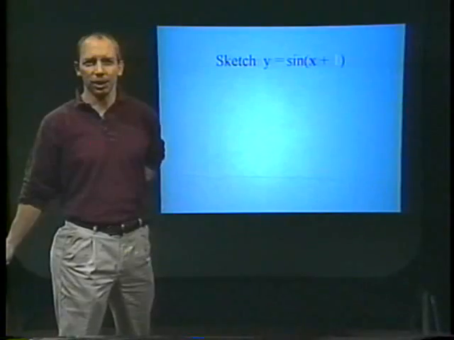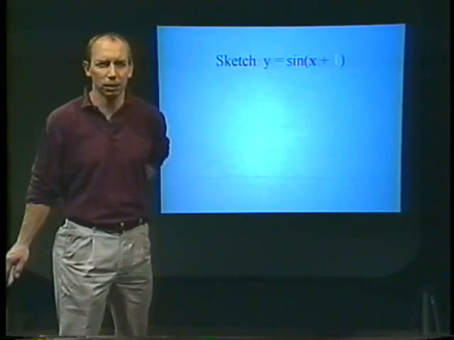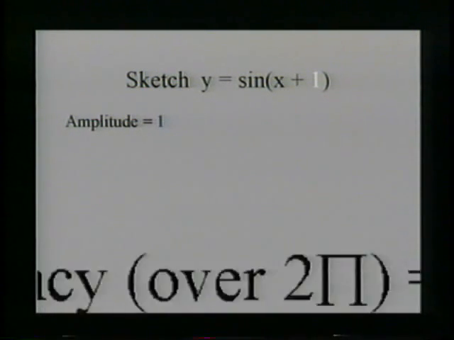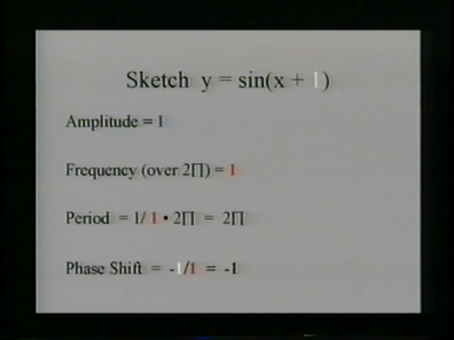Okay? Let's sketch one, and that's what I'm going to ask you to do. Let's sketch the sine of x plus 1. We'll figure out the amplitude. The amplitude is the number in front of sine. The frequency would be the number in front of x, which is 1. The period would be 1 over that times 2 pi, which is a pretty simple one. This is just 2 pi. And the phase shift is minus c over b, which in this case is minus 1. A little bit different.